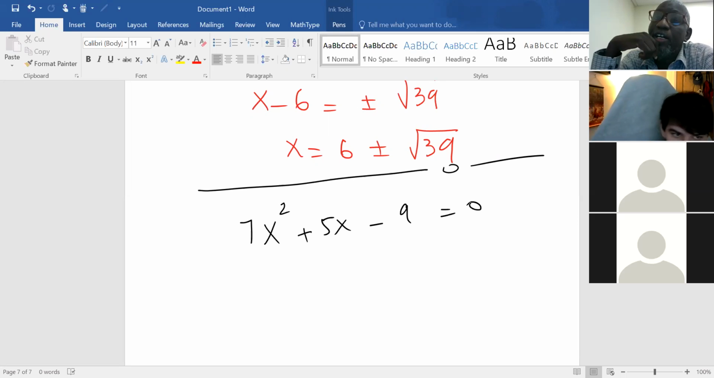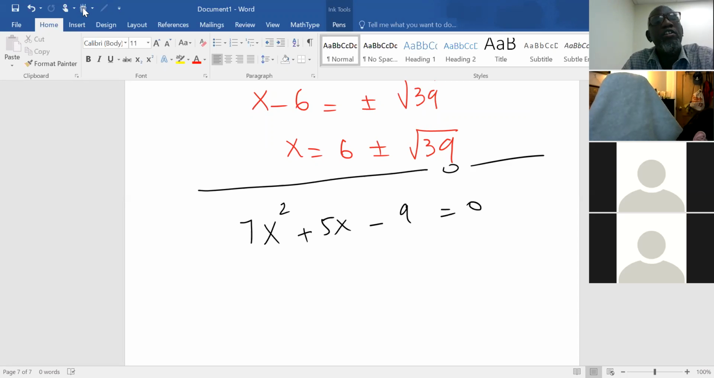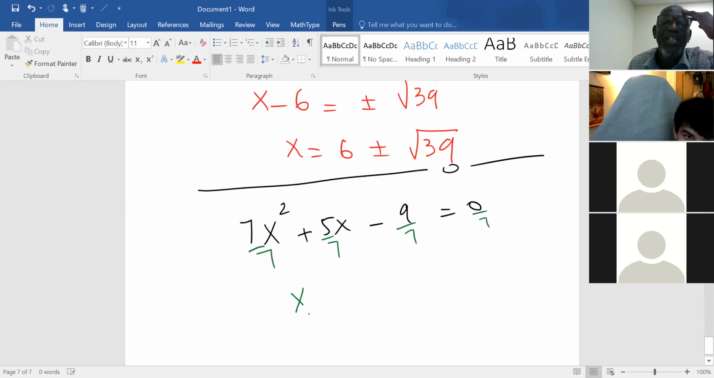1. Right? Do we have 1? No. We have 7. What is the only way to make it 1? Divide by 7, right? But look what happens when we divide everybody by 7. What happens? We get x squared plus 5 over 7x minus 9 over 7 equals 0.